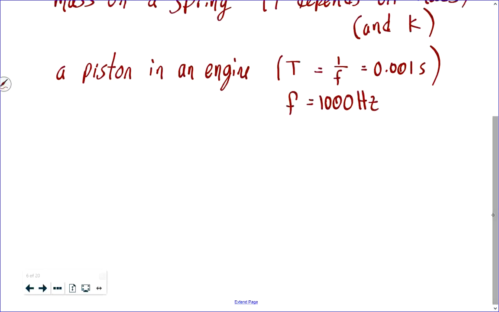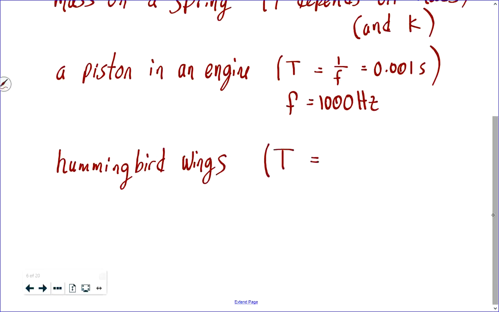I know this isn't perfect, but hummingbird wings. The hummingbird is just doing its best to maintain that frequency. It's not going to necessarily be a constant period, but this period of time will be very small. Right? I don't know that we really need to put a number on it.